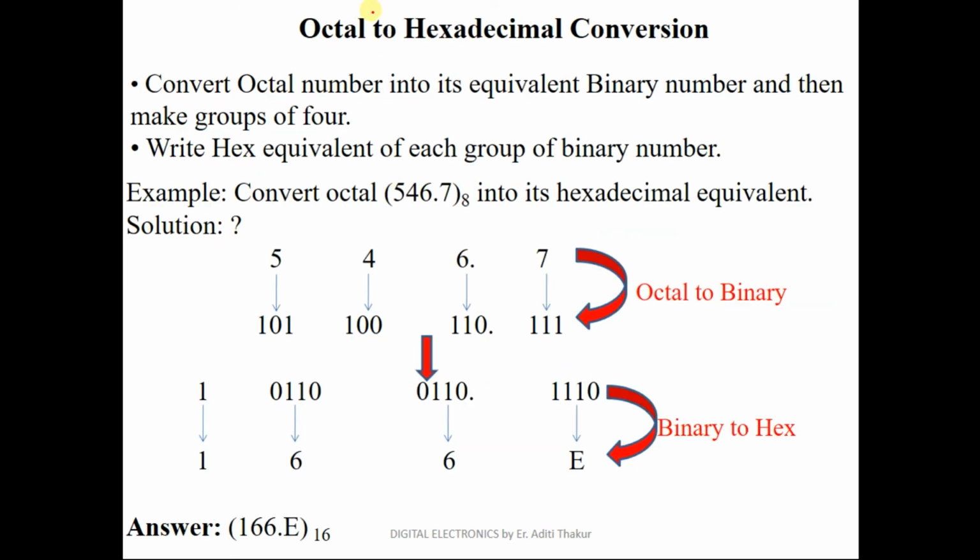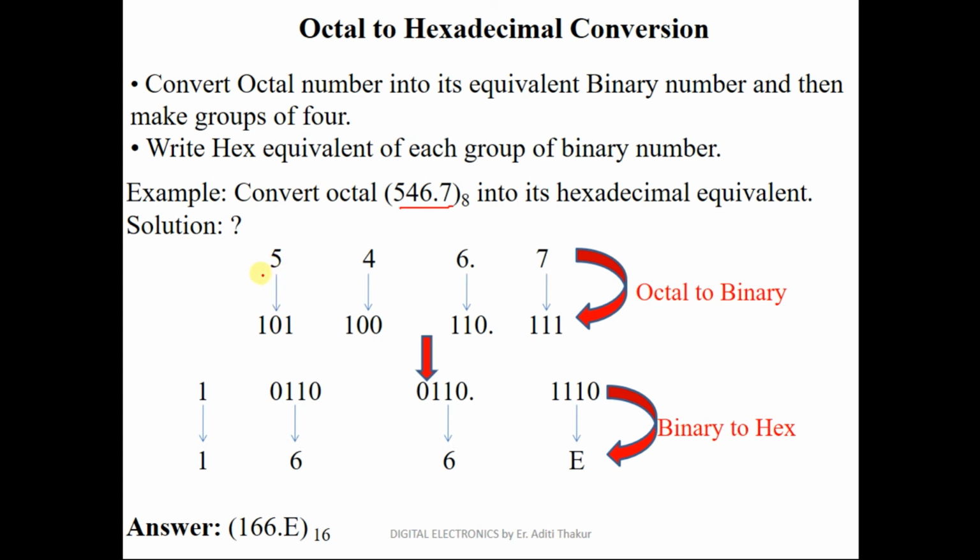Now one conversion is left: if you want to convert octal to hexadecimal directly, how? It is very simple. First of all, we convert the octal number. For example, let us suppose we have to convert 546.7, an octal number, into its hexadecimal equivalent. So what we will do is write the binary equivalent of this 5.